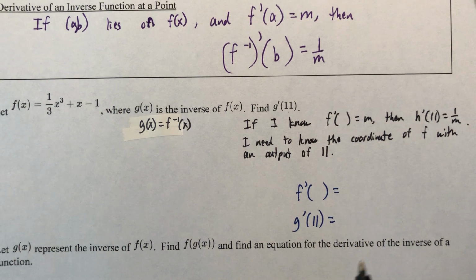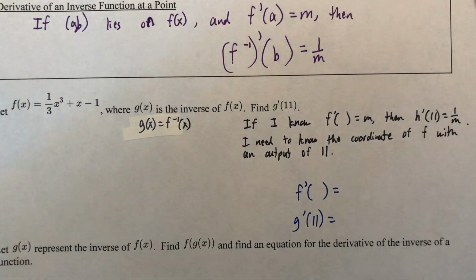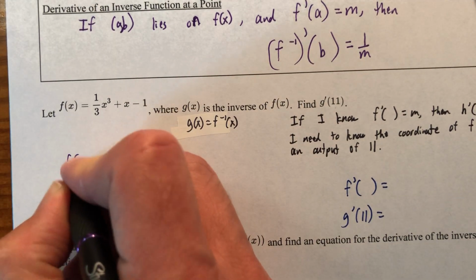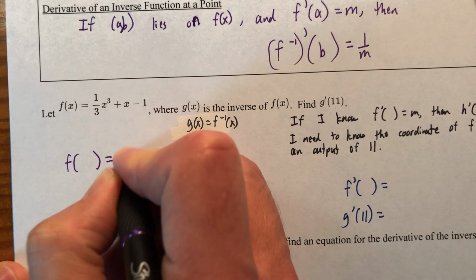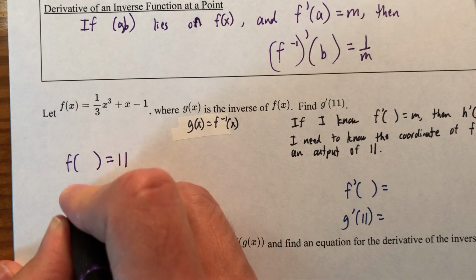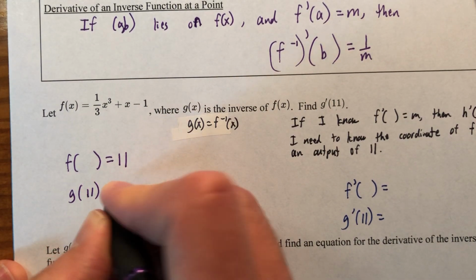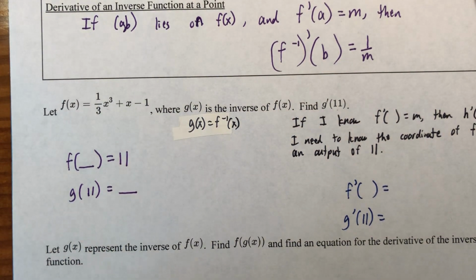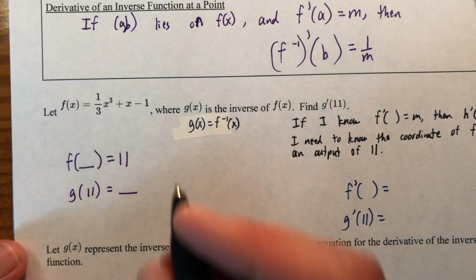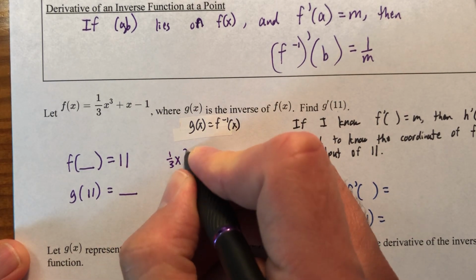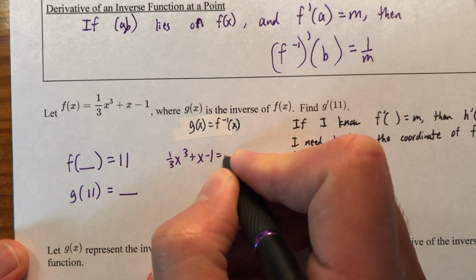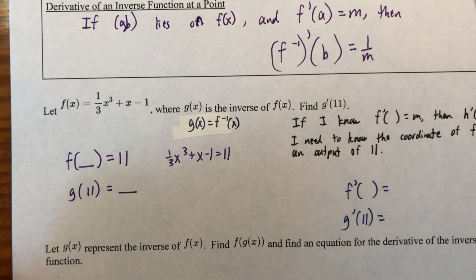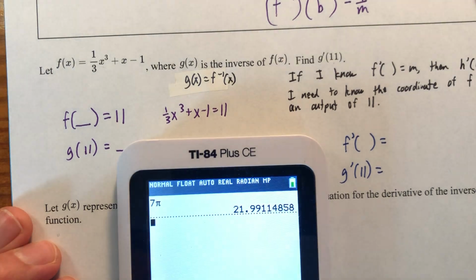G is the inverse. So task number 1, find it. F of something gives me 11, which means g of 11 gives me that same something. These are the same blank right here. In other words, I could say that 1/3 x cubed plus x minus 1 equals 11. Again, good luck solving that. It's cubic, not worth our trouble.